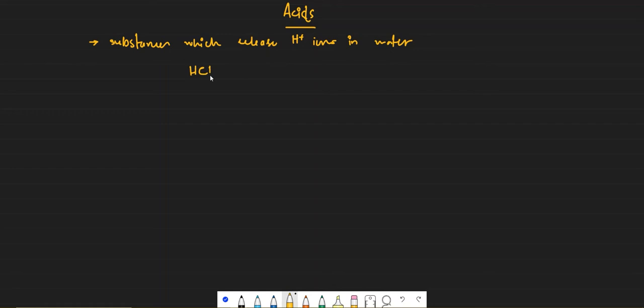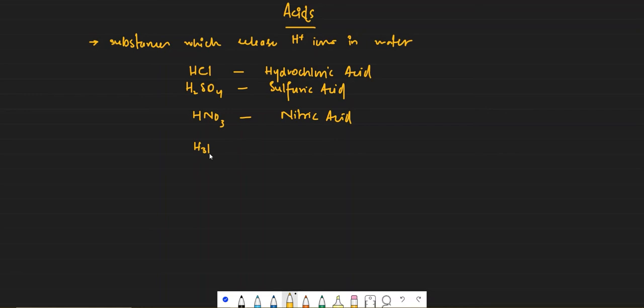There's HCl, called hydrochloric acid. There is H2SO4, called sulfuric acid. Then you have HNO3, nitric acid. Then we have H3PO4, phosphoric acid. Okay. All of these acids behave as acids when they release hydrogen ions in water.